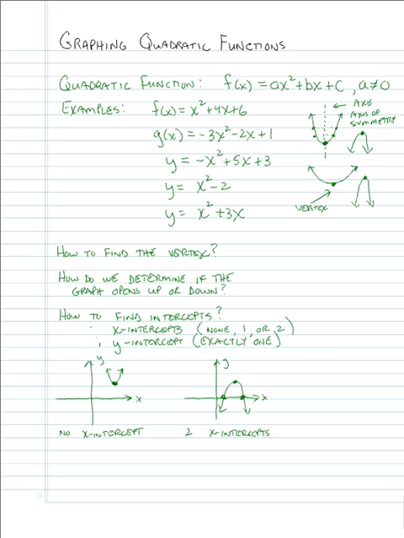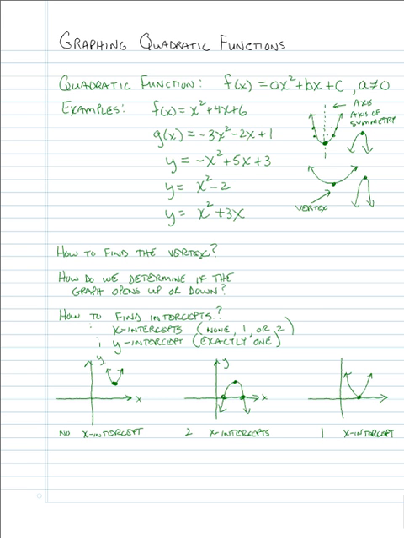Now, another kind of thing that can happen is if the vertex itself is exactly on the x-axis. There's the vertex, and let's say the parabola opens up or down, it really doesn't matter. Since the vertex is on the x-axis, it doesn't cross the axis, it just touches it. So here's an example of one x-intercept, and we can have any of those situations. We just have to be prepared.